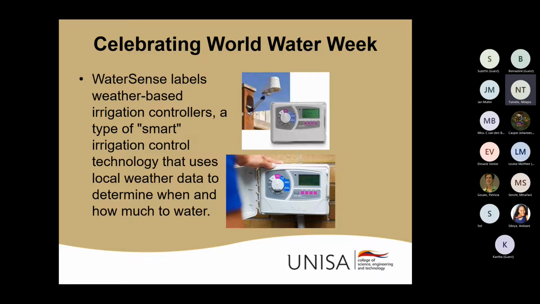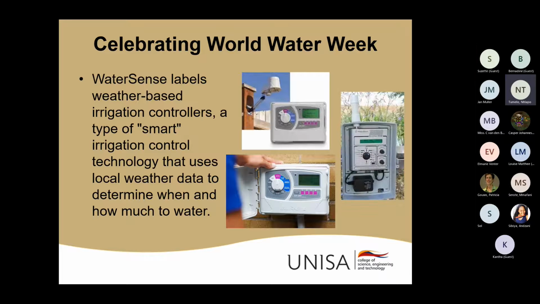These are weather-based irrigation controllers, a type of smart irrigation control that uses local weather data to determine when and how much to water. So you can see the relationship of technology within the environmental sciences. In this aspect, you get to use technology to save water and decide when to water. This is a very good initiative that they've introduced, which is WaterSense.